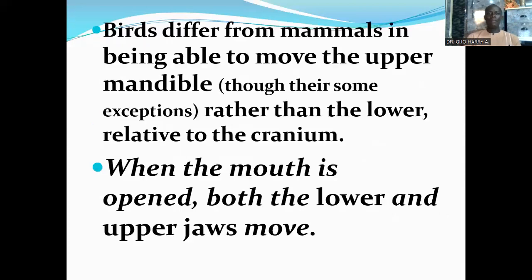Birds differ from mammals in being able to move the upper mandible in their skeletal system rather than the lower mandible relative to the cranium. That is to say that when the mouth is opened, both the lower and the upper jaws can move in most birds, though there are exceptions.